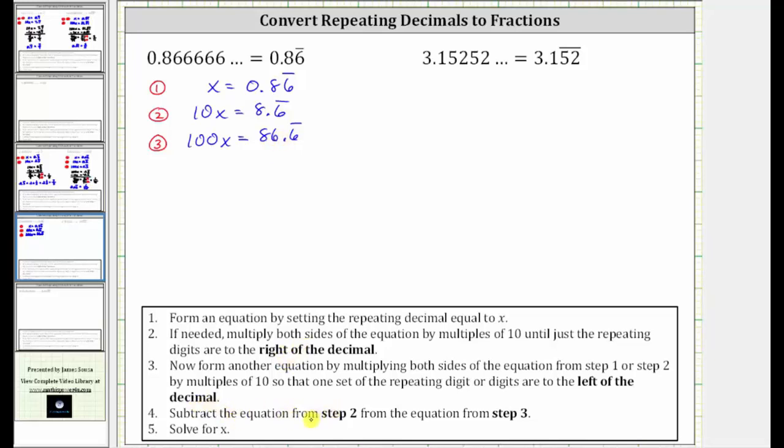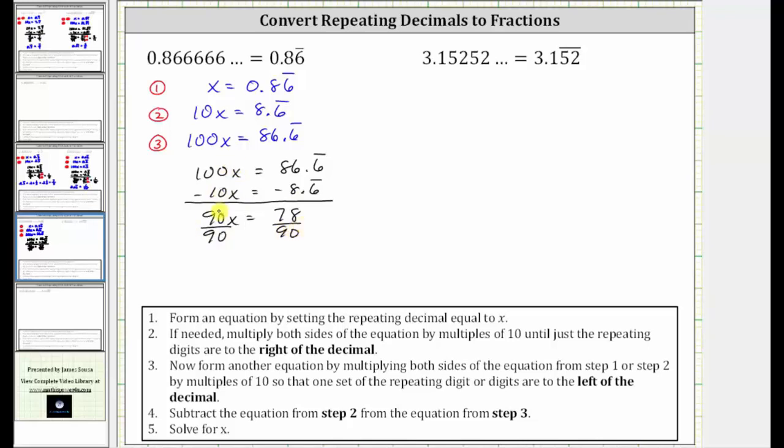Step 4, we now subtract the equation from step 2 from the equation from step 3. So beginning with equation 3, we have 100x equals 86.6 repeating. And now we subtract equation 2, which means we subtract 10x from the left, and we subtract 8.6 repeating on the right. And now we subtract. 100x minus 10x is 90x. On the right, 86.6 repeating minus 8.6 repeating is equal to 78. And now we solve for x by dividing both sides by 90.